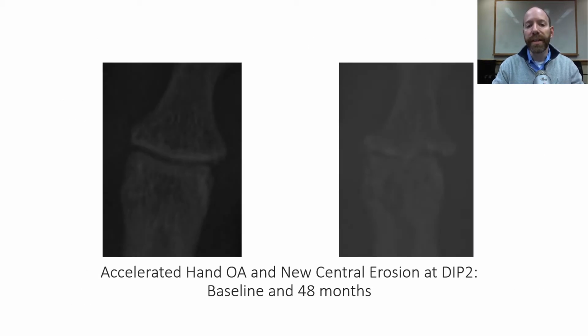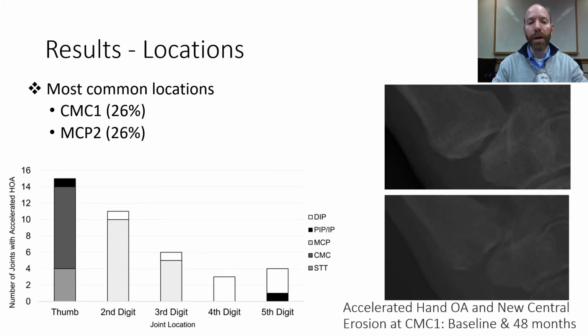Here you can see an example where we have an individual who had a normal appearing X-ray at baseline at their second distal interphalangeal joint, and by follow-up at 48 months had already developed significant joint space narrowing and developed accelerated hand osteoarthritis and central erosion. The most common locations for accelerated hand osteoarthritis were the first carpal metacarpal joint and the second metacarpal phalangeal joint. You can see here an example of a joint that developed accelerated hand osteoarthritis at the first carpal metacarpal joint.